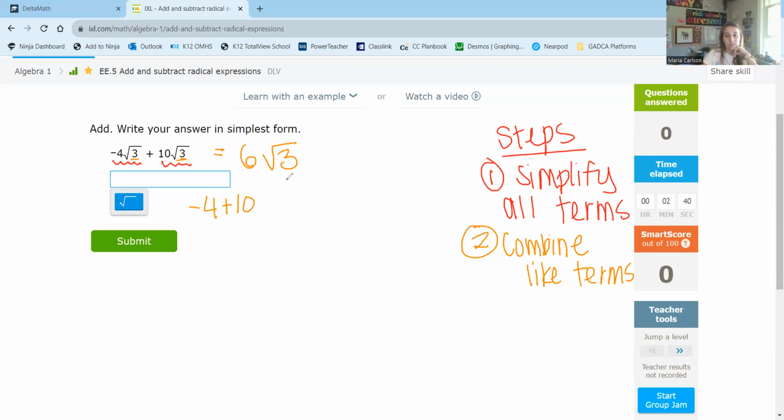And this does not need to simplify any further. So this is good to go, and our answer is 6 square root of 3.